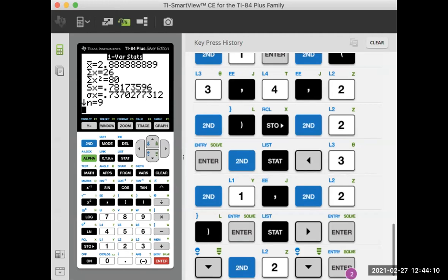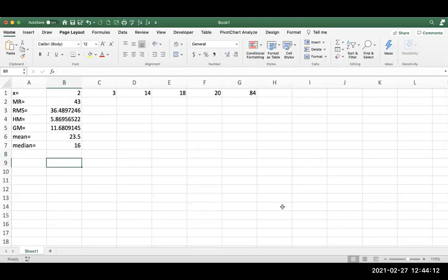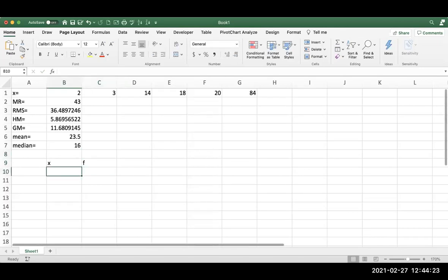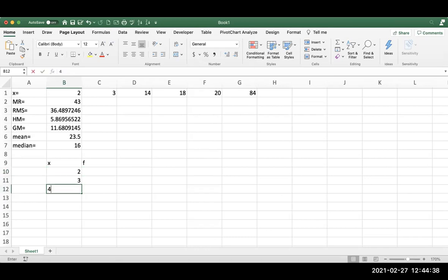Now to Excel. I don't know, let's call this X and F. I'll do it more than one way. So let's put in, what was it? 2, 3, 4. And 3, 4, 2. So I can find the mean.